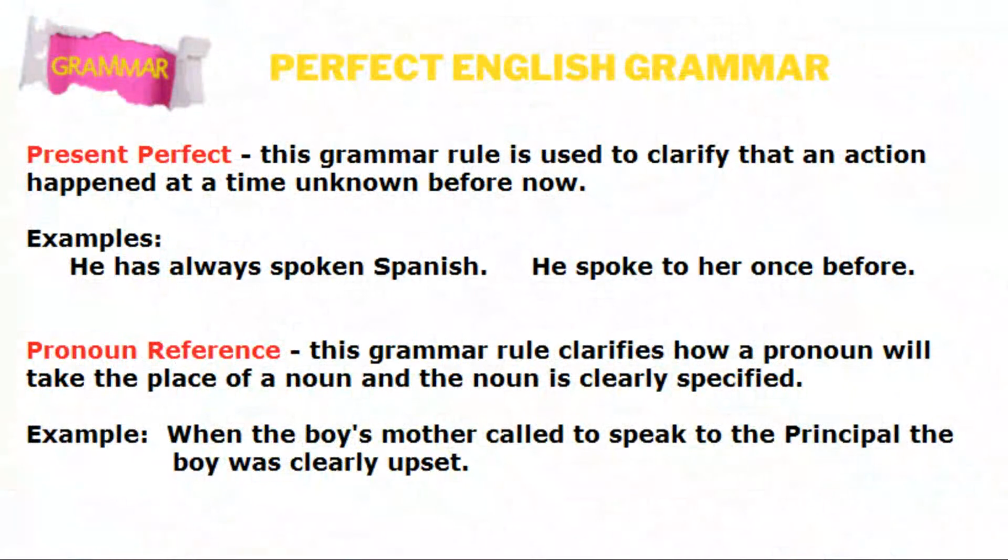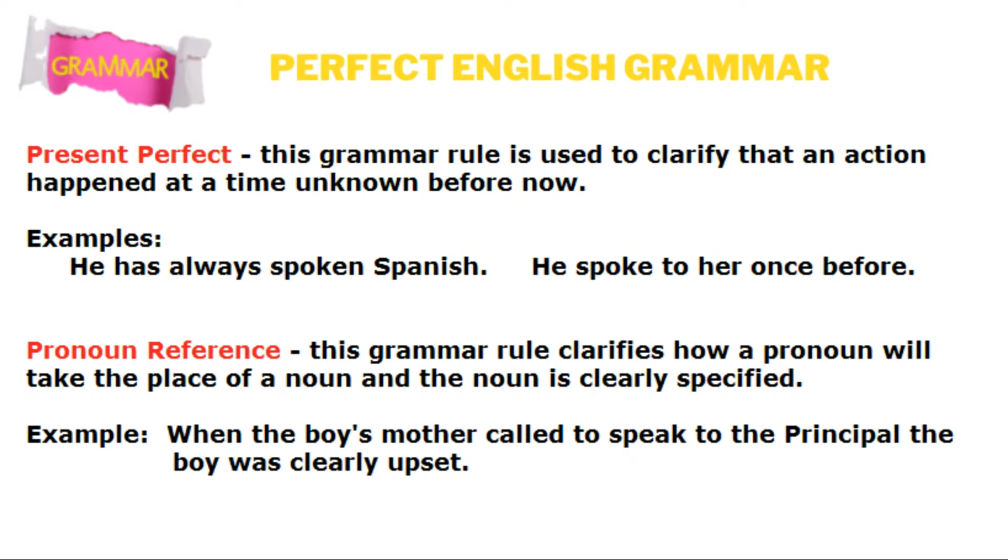If we take a look at present perfect, this is a grammar rule that's used to clarify an action that happened at a time unknown before now. So, for example: he has always spoken Spanish, versus he spoke to her once before. So this clarifies an action that happened at a time unknown before now.